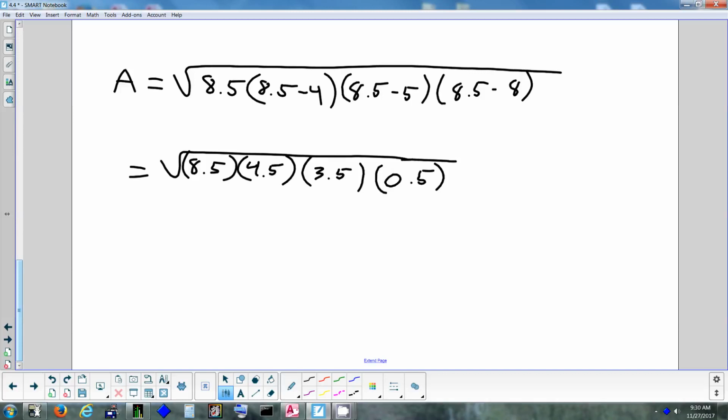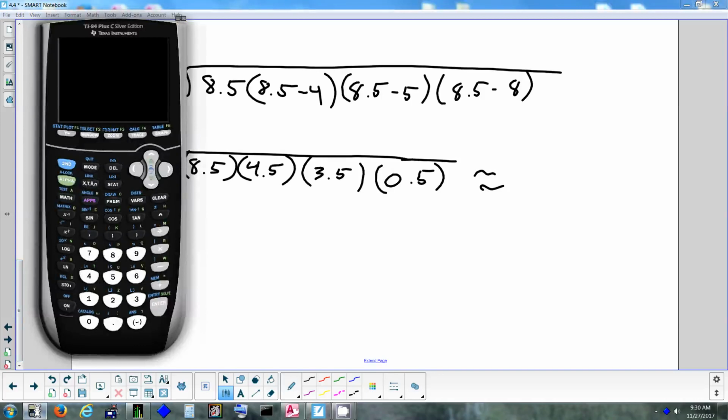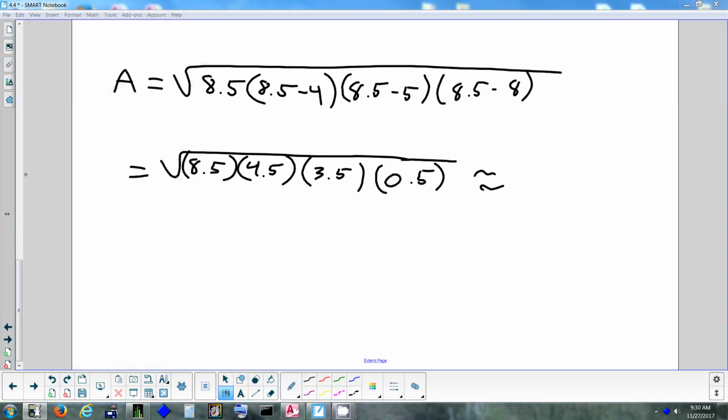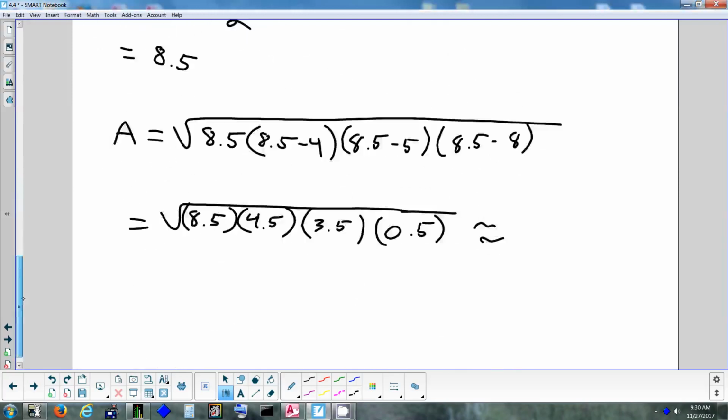All right. Now from here, we've got to type that in and see what we get. We already know what we should get because we just did this problem using law of cosines. We should get about 8.18. Let's check and see what we get. So we have 8.5 times 4.5, 3.5, and 0.5. I already put the square root in. And we get exactly what we did doing it with law of cosines. 8.18 square units. Unless they told me the units, which they didn't.